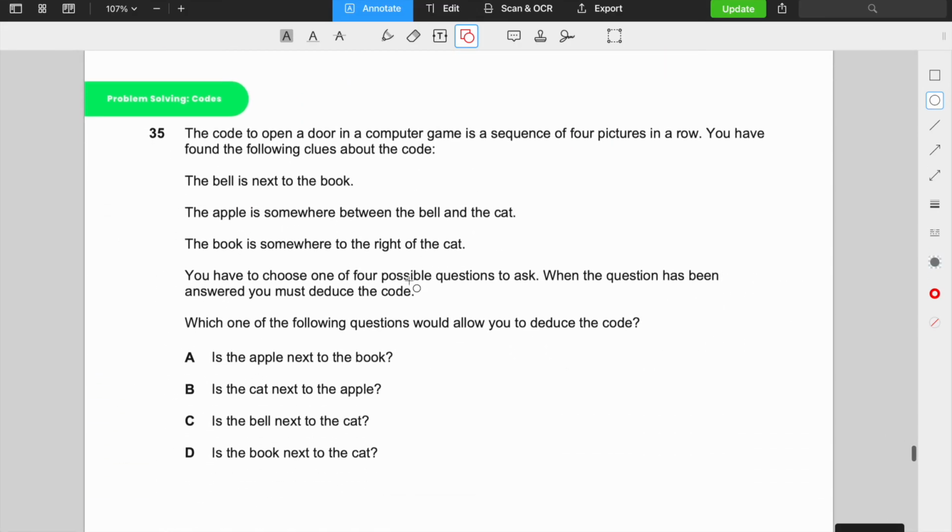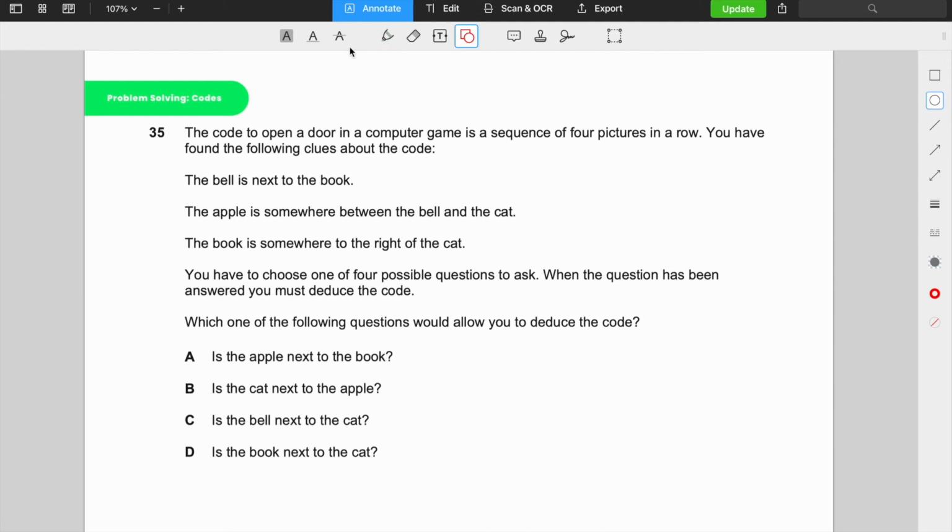All right, question 35. The code to open a door in a computer game is a sequence of 4 pictures in a row. You have found the following clues about the code. The bell is next to the book. The apple is somewhere between the bell and the cat. The book is somewhere to the right of the cat. So, you have to choose one of 4 possible questions to ask.